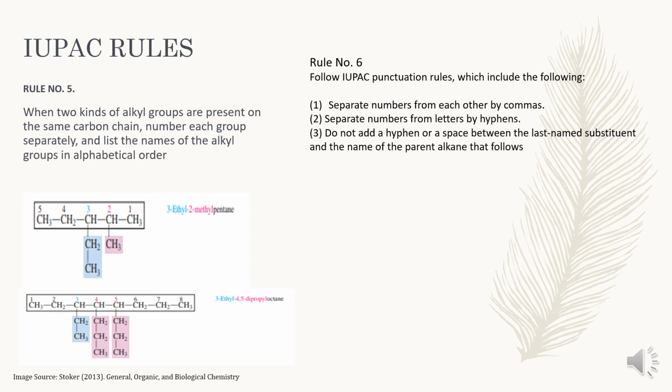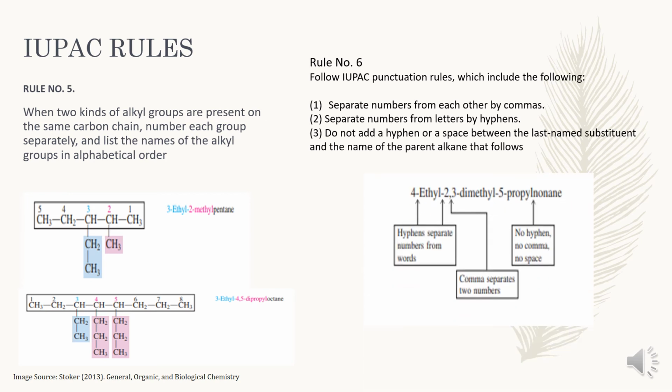Number 1, separate numbers from each other by commas. 2, separate numbers from letters by hyphens. And number 3, do not add a hyphen or a space between the last named substituent and the name of the parent alkane that follows. Like for instance this one. Separate numbers from each other by commas, so 2 and 3 are separated with a comma. Separate numbers from letters by hyphens, so in this case, 4 hyphen separates numbers from words. Take a look at that one.